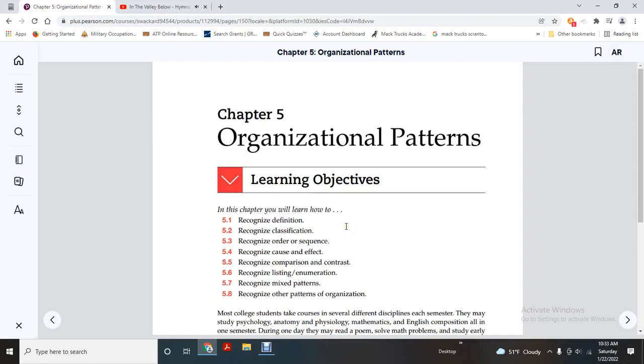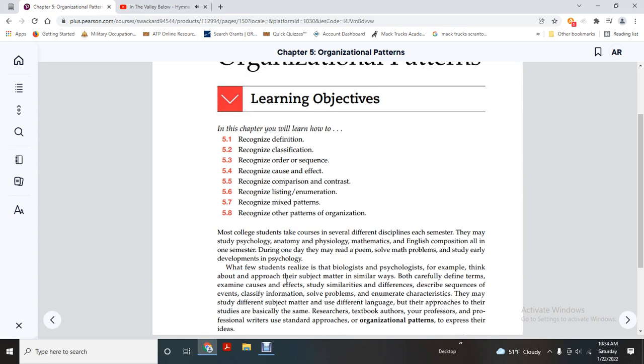Alright, Chapter 5, Organizational Patterns. Learning objectives: in this chapter, students learn to recognize definition, classification, order or sequence, cause and effect, comparison, contrast, listing, enumeration, mixed patterns, and other patterns of organization.